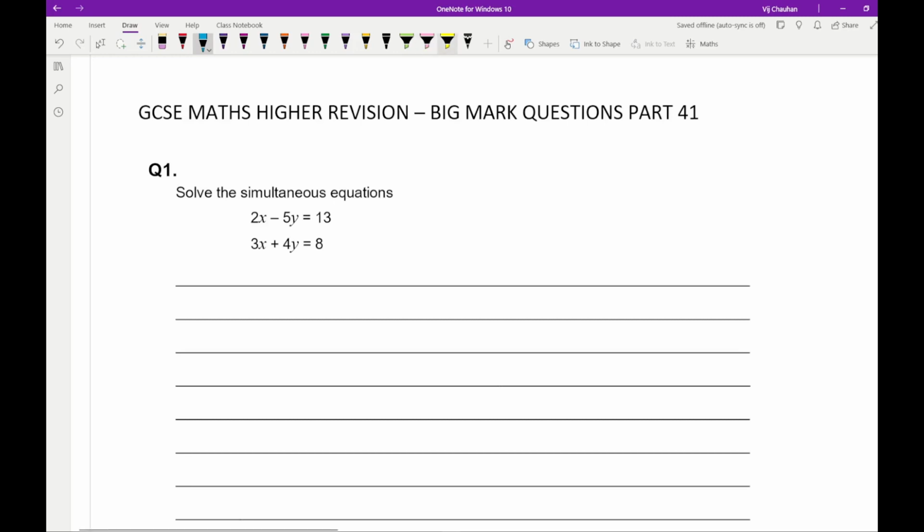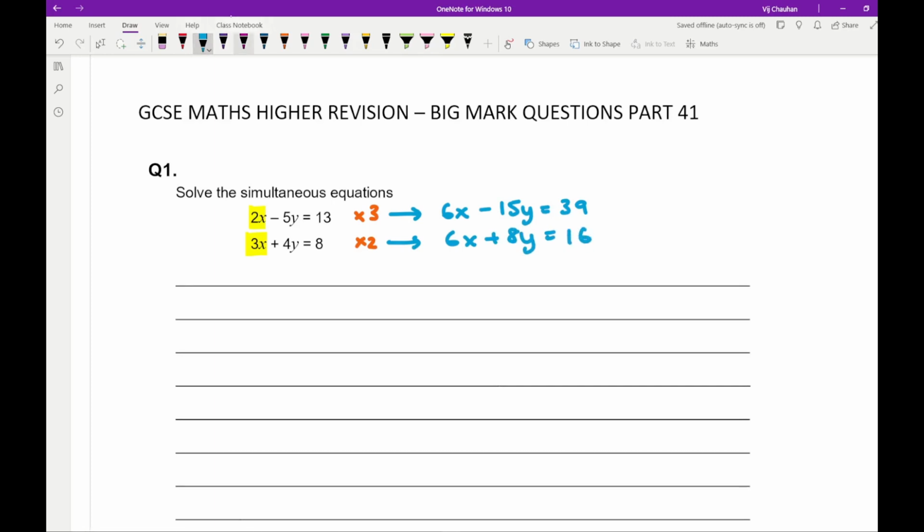Typically, more often than not, most students prefer to get the x's the same. So what you want to do is find a common multiple of 2 and 3, which is 6. To get 6x, if I multiply the first equation by 3 and the second equation by 2, that hopefully should give me the same coefficient of x for both equations. The first equation, multiplying everything by 3, is going to be 6x minus 15y equals 3 times 13, which is 39. And then for the second equation, multiply everything by 2 this time, so we're going to end up with 6x plus 8y equals 16.